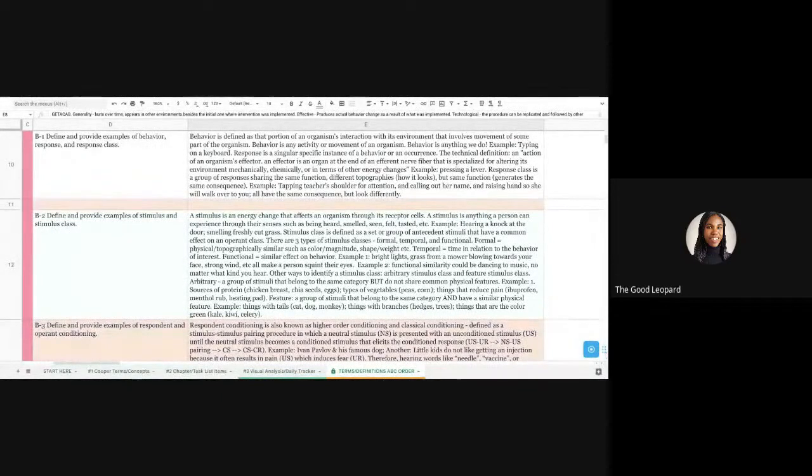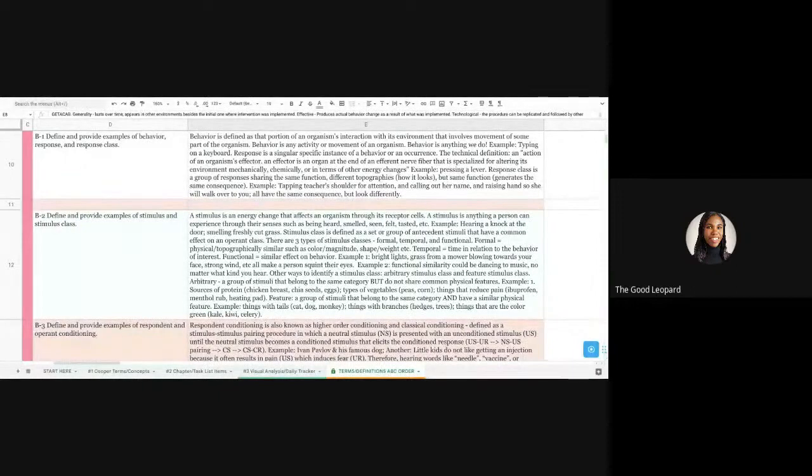So a stimulus is an energy change, or a change in the environment that affects an organism through its receptor cells. A stimulus is anything a person can experience through their senses, such as being heard, smelled, seen, felt, tasted, etc. So a stimulus example: hearing a knock at the door, smelling freshly cut grass. That's a stimulus. All right. So is everyone good so far with that? What is stimulus?